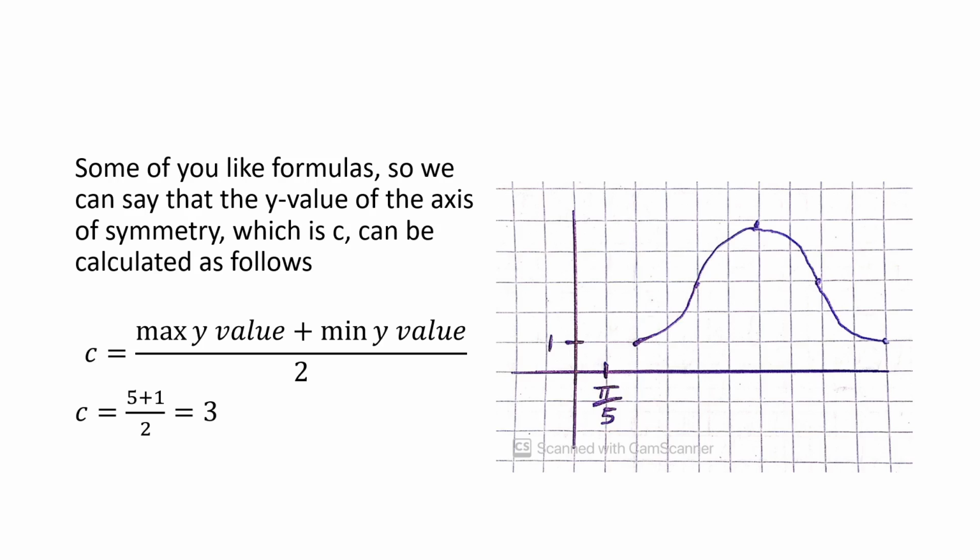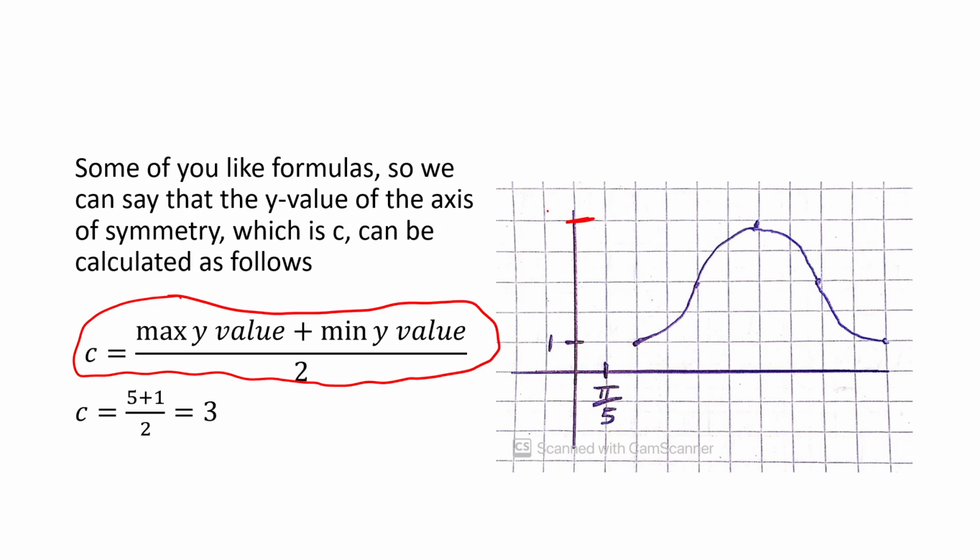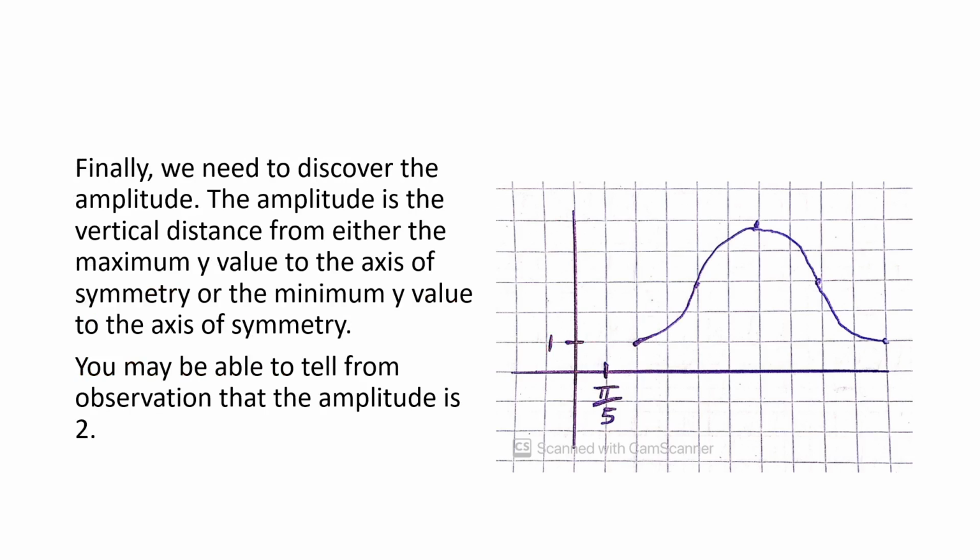If you like formulas, then here's a formula for you. The formula to determine c is that c is equal to the maximum y value plus the minimum y value all over 2. Well, the maximum y value is equal to 5, the minimum y value is equal to 1, and so we can say 5 plus 1 over 2 equals 3. So that'll always be the c value.